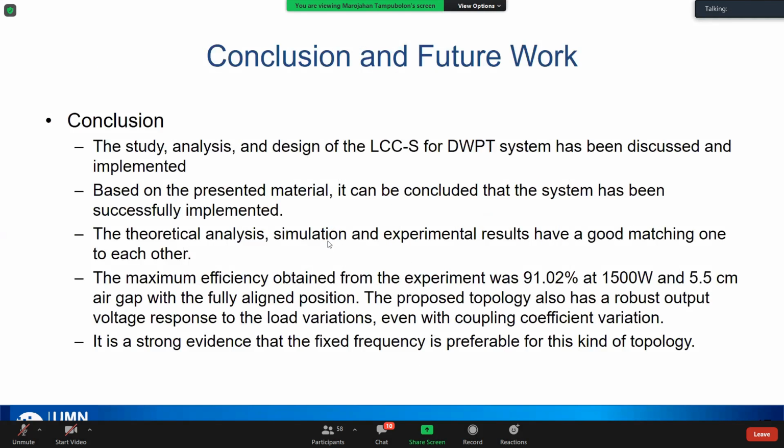Okay, so this is the conclusion. As has been shown before, the theoretical analysis, simulation and experimental research show good matching with one another, and the maximum efficiency that we have is around 91% at 1.5 kilowatt, but the air gap is around 5.5 centimeters. It is also strong evidence that the fixed frequency is suitable for this kind of topology.